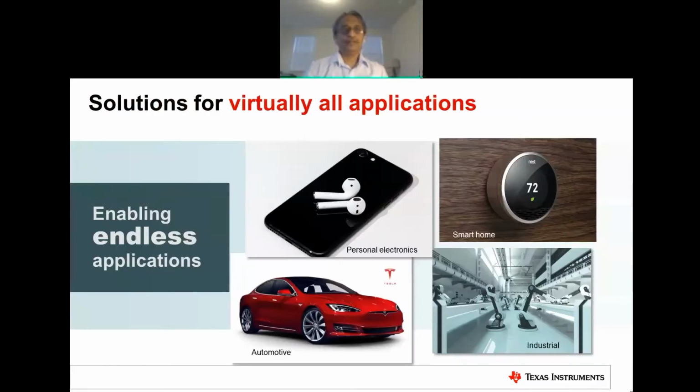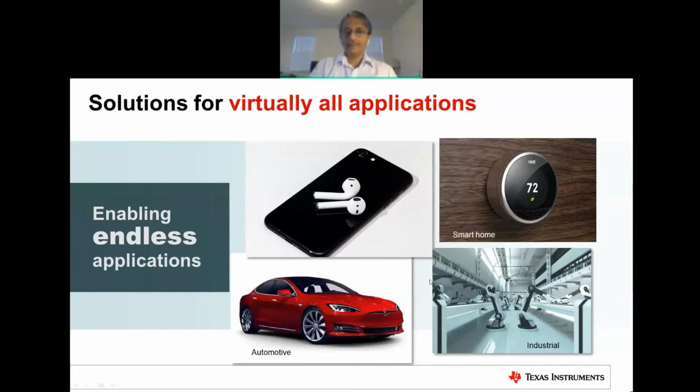As you know, there are really endless applications where semiconductors are feeding in, from personal electronics, smart home, industrial and automotive, and we could go on and on with this list. And being able to be part of this journey in some sense has been the exciting part.